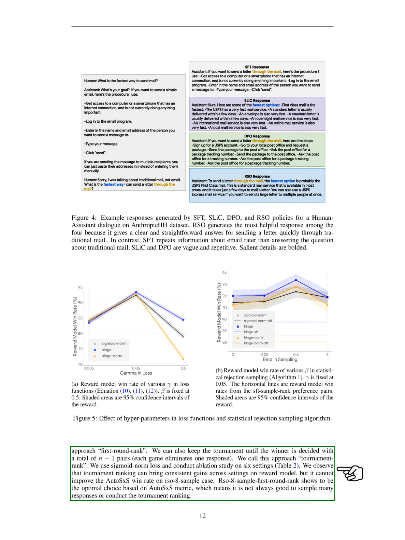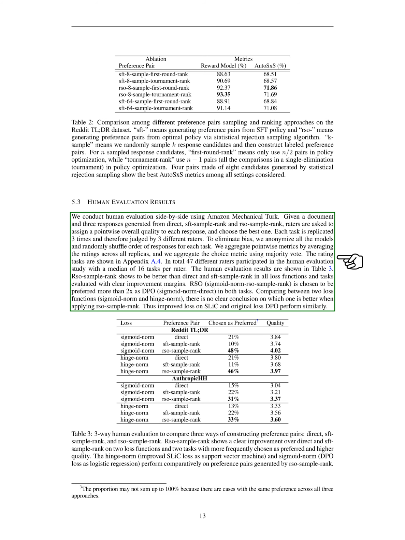We also conducted a human evaluation using Amazon Mechanical Turk. We presented raters with a document and 3 responses generated from direct, SFT sample rank, and RSO sample rank methods. The raters were asked to assign a quality score to each response and choose the best one. Each task was performed 3 times by 3 different raters. To avoid bias, we anonymized all the models and randomly shuffled the order of responses for each task. In total, 47 different raters participated in the study, with each rater completing a median of 16 tasks.